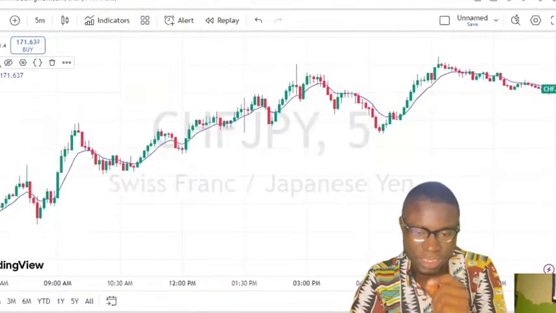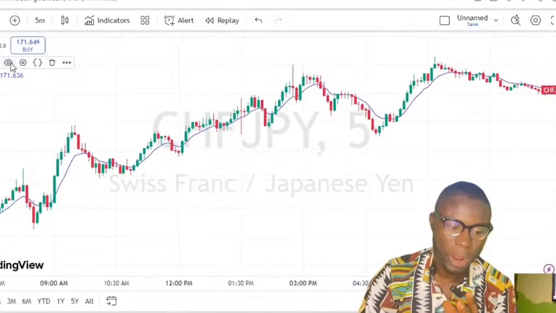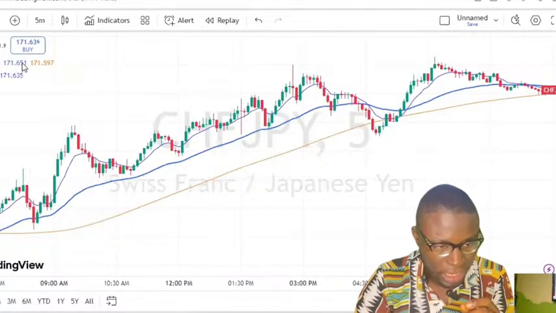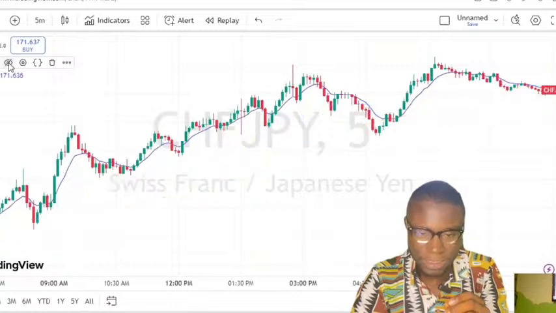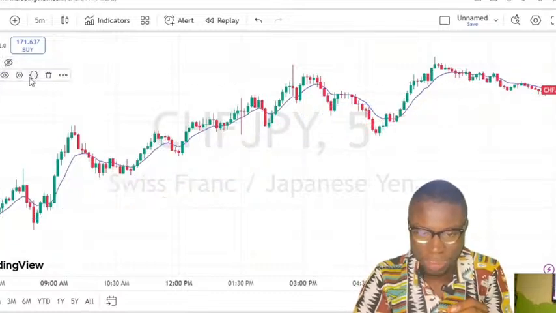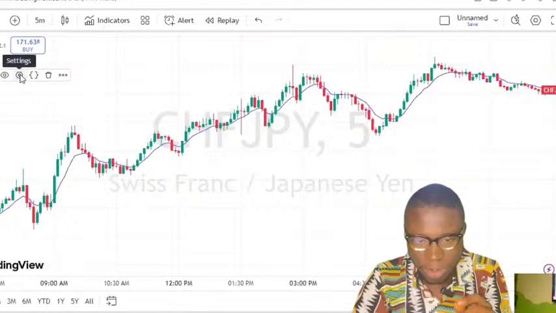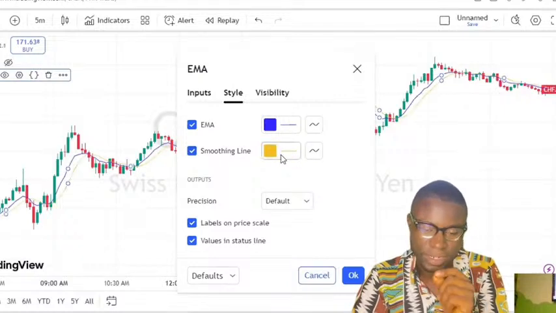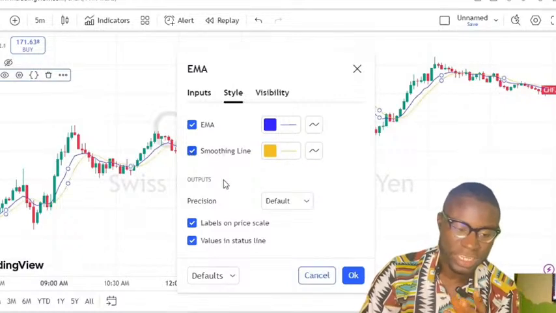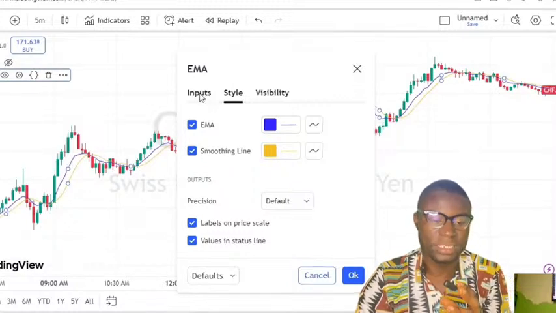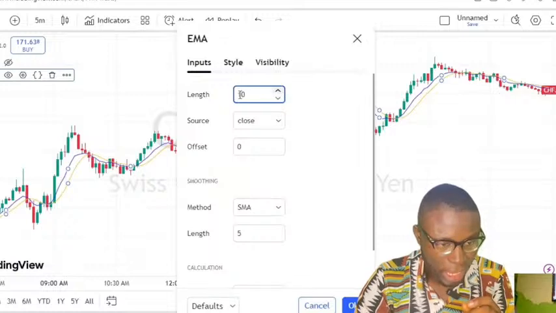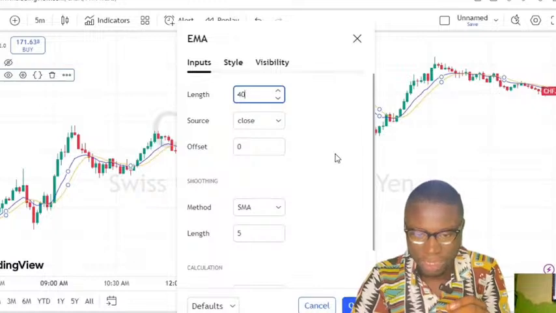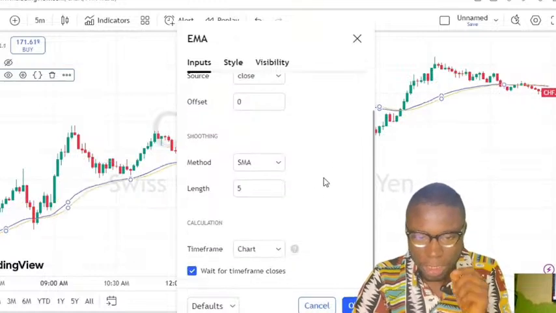Me, I already have it here, the one I set up already, which is this one. And this is the one I just taught you how to use. But I'm teaching you now how to set it up. So what you're going to do is come to the settings icon here, click on it. It's going to appear like this. Check this box, this smoothing line, click it, and then come to inputs, click this and type in 40. Okay, 40, that's what I want. Then leave every other thing the way they are.